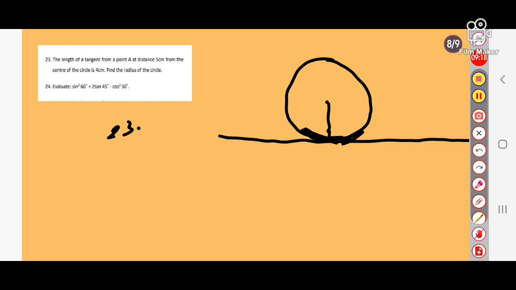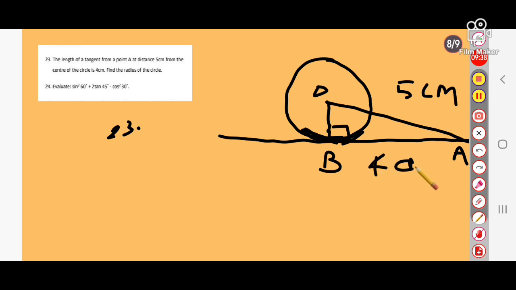Now, at a distance of 5 cm from the center of the circle. Okay, fine. The hypotenuse length is 5 cm. This is center O. Let it be A, B. It forms a 90° angle by the theorem. This 4 cm is what is given in the question. They are asking us to find the value of OB, right?